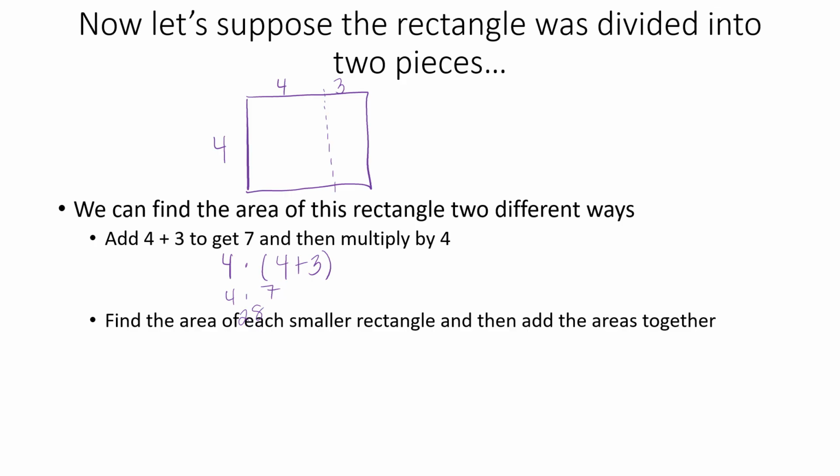Or we could find the area of each smaller rectangle and then add those areas together. What we mean by that is we could find the area of this one. That would be 4 times 4, or 16, and then separately find the area of this one. This would be 4 times 3, or 12, and then if we added those 2 areas together, we would come up with the area of our rectangle. That would look like 4 times 4 for the big one there, the square, and 4 times 3, and then this would be 16 plus 12, and 16 plus 12 is 28.